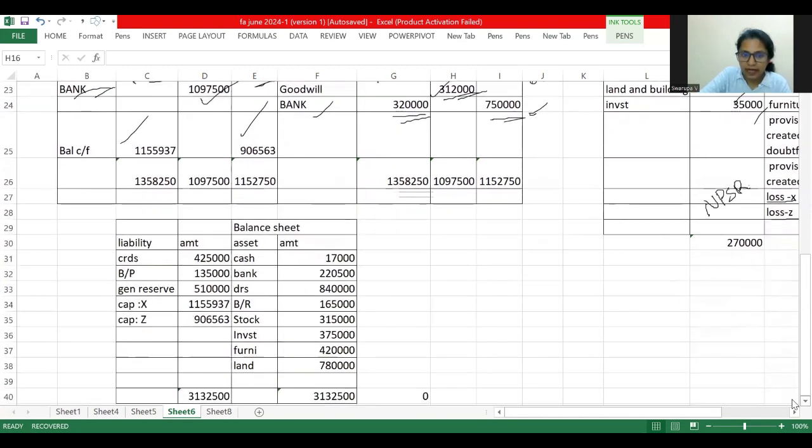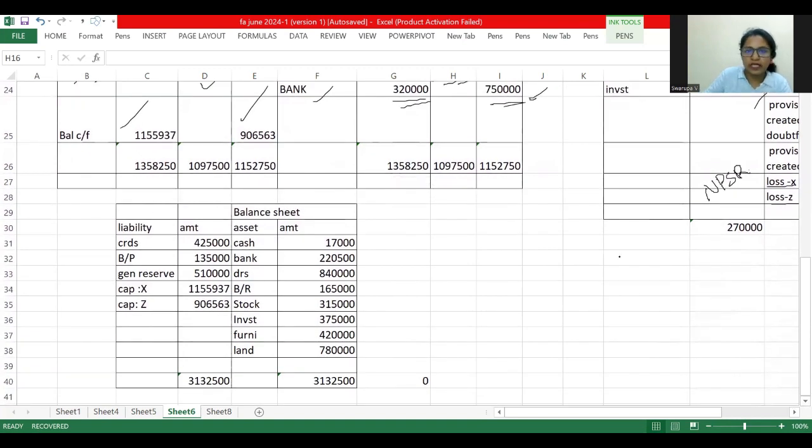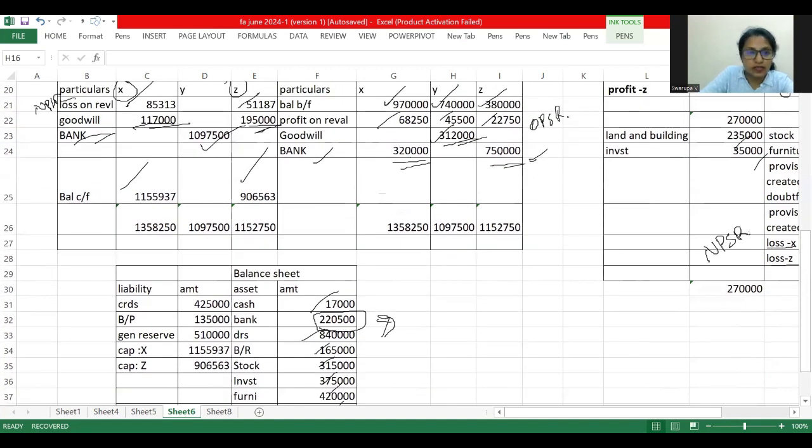Then we have to prepare the balance sheet. So in the balance sheet, everything will be as per the old statement. So debtor, bank, stock, investment, everything will be as per the old statement except for bank, because in bank there are certain additions and deletions that we have made. So here there is an addition of 3,20,000, 7,50,000, and there is a payment of 10,97,500, which has to be given effect.